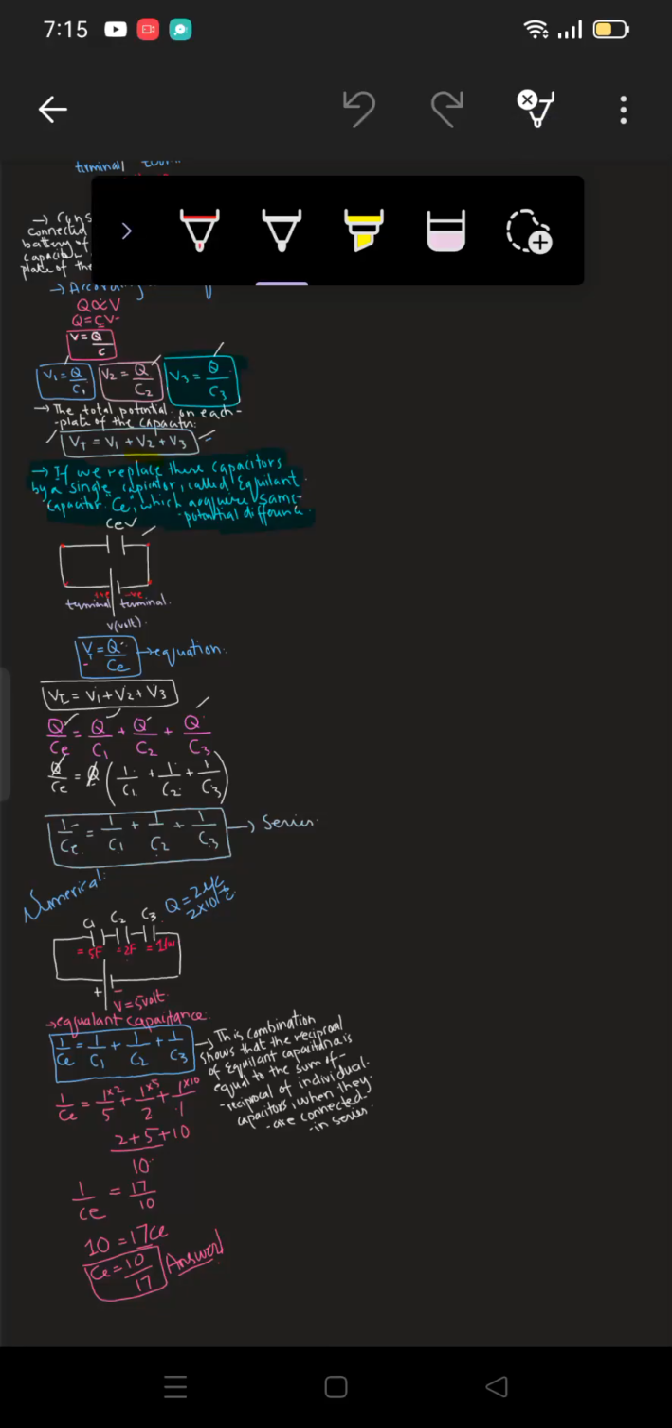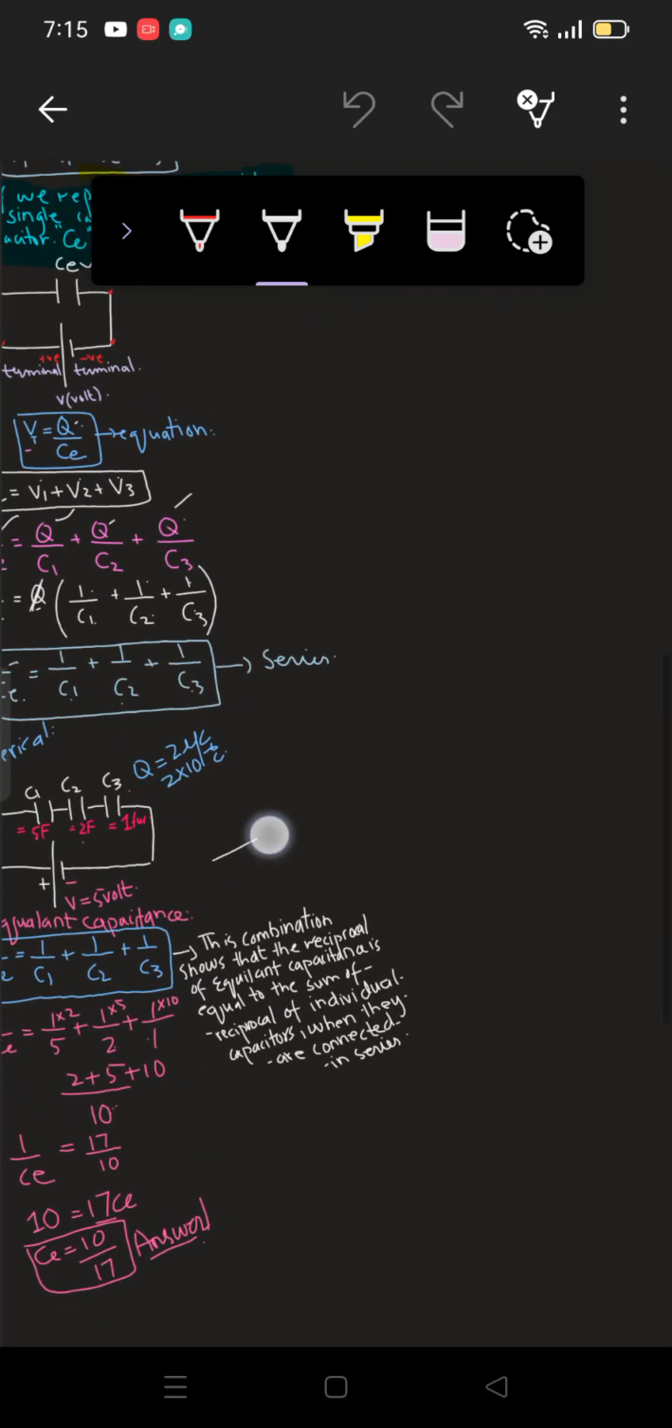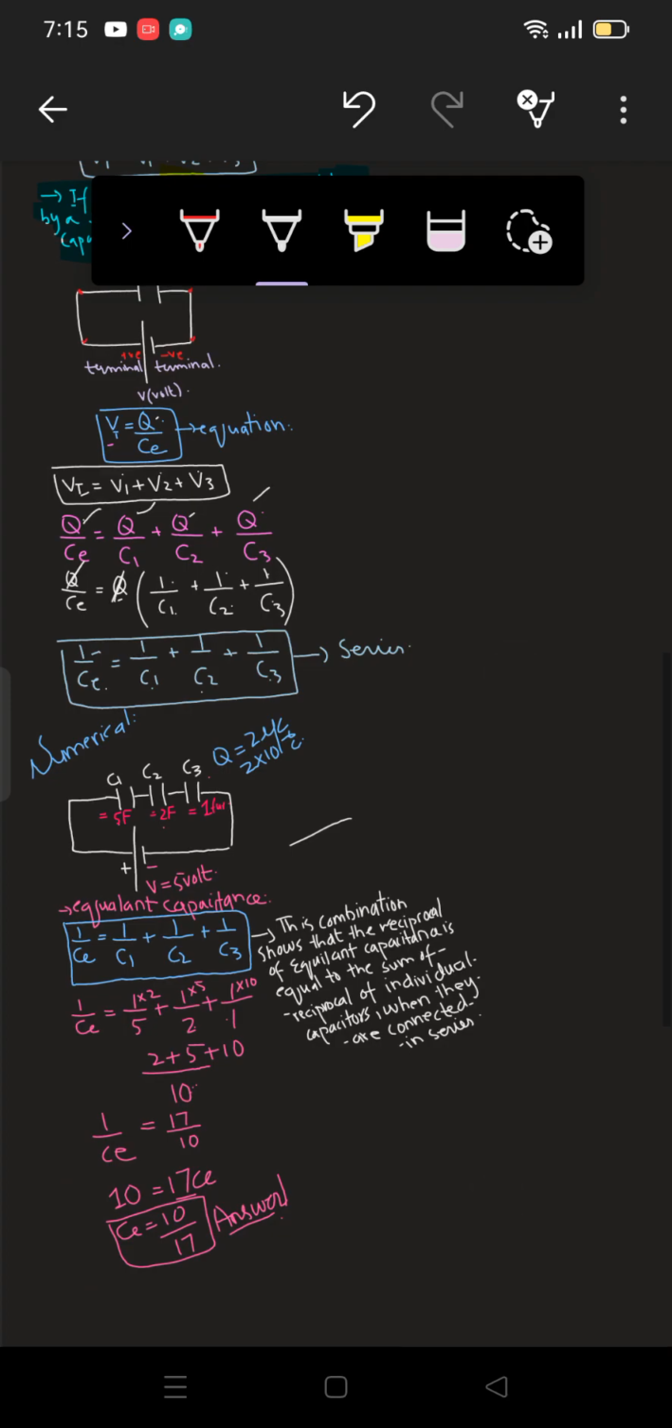Okay, so as in the last video, we have done a numerical of finding equivalent capacitance. We got to know that the reciprocal of equivalent capacitance would be equal to the sum of reciprocals of all individual capacitors when they are connected in series. Series means when they are connected in the same path, right?